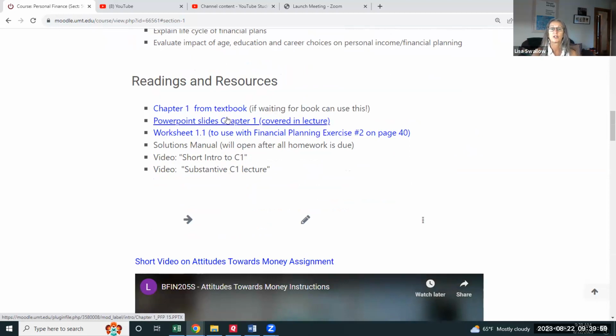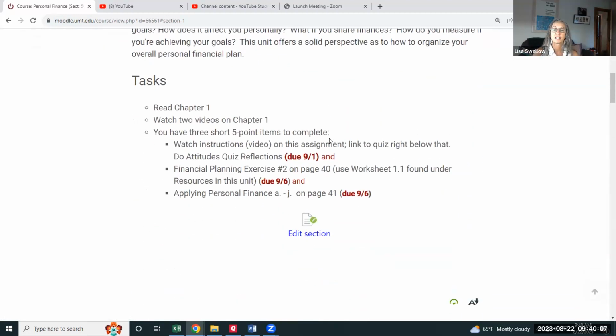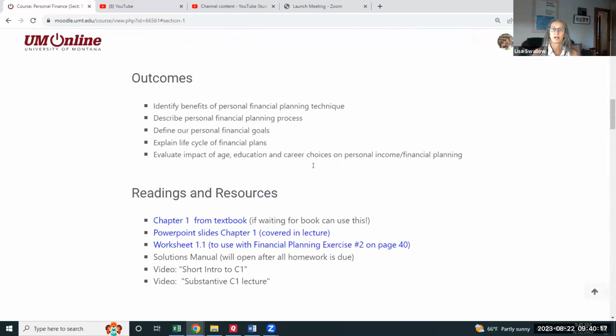I use those in the lecture. And then worksheet 1.1 used to go with the financial planning exercise. You can see that I'm asking you to do a piece of homework. Use worksheet 1.1 found under resources. So whenever I say that, you would just come down to resources and it will be here.